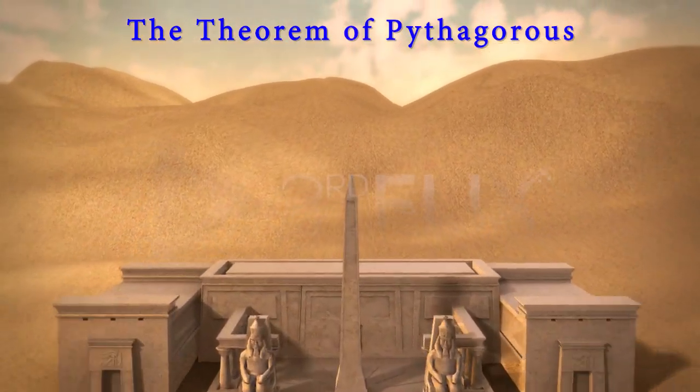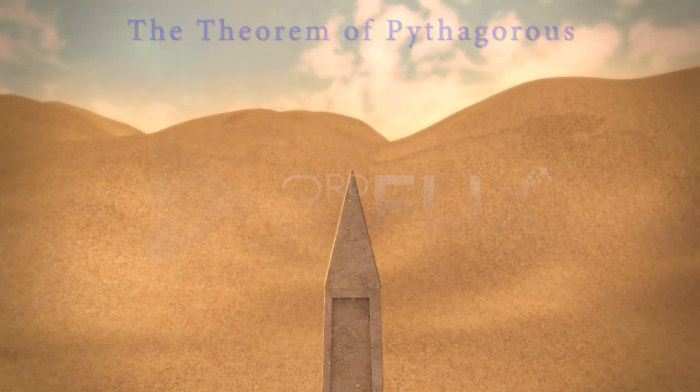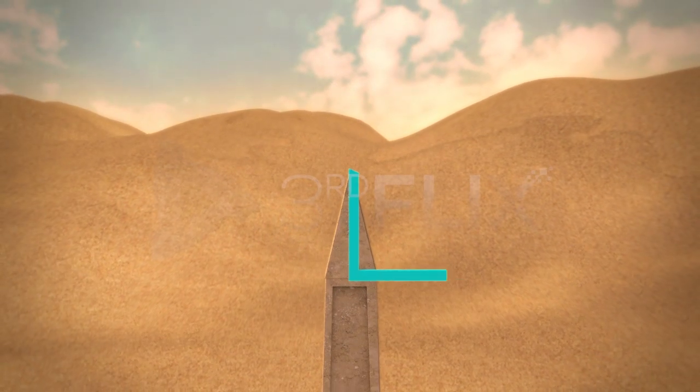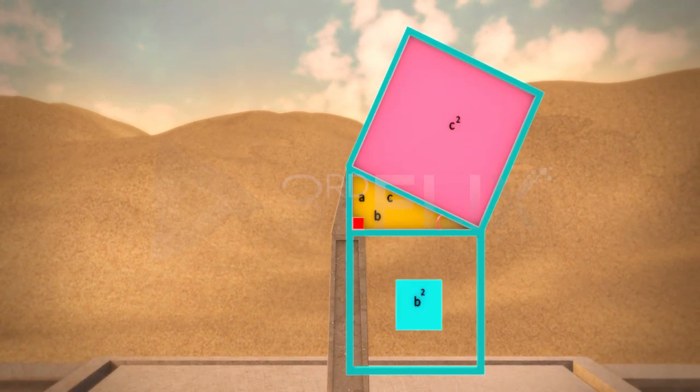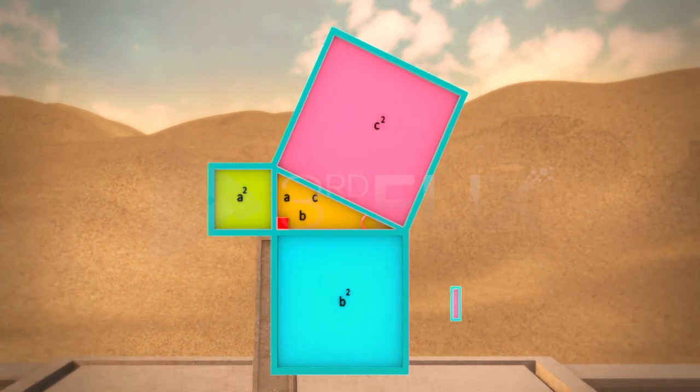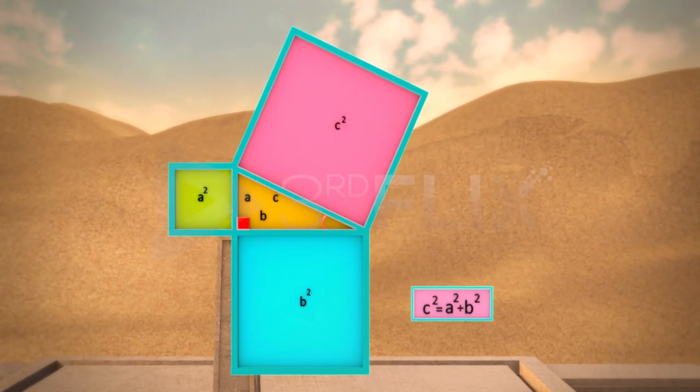Pythagorean theorem states that, in a right-angled triangle, the square of the hypotenuse is equal to the sum of the squares on the other two sides. C squared equals A squared plus B squared.